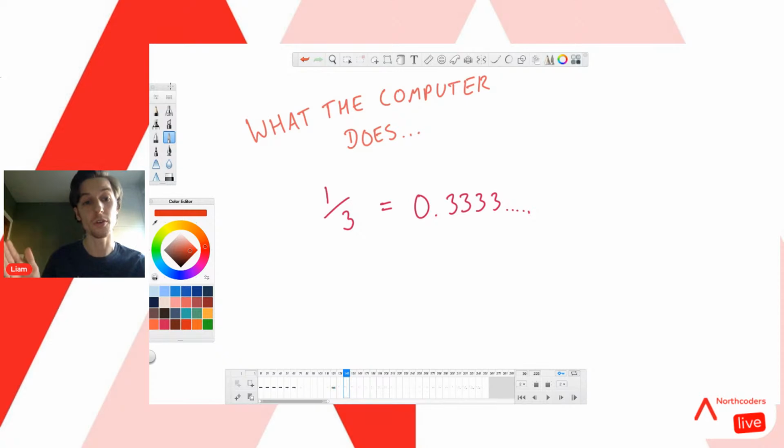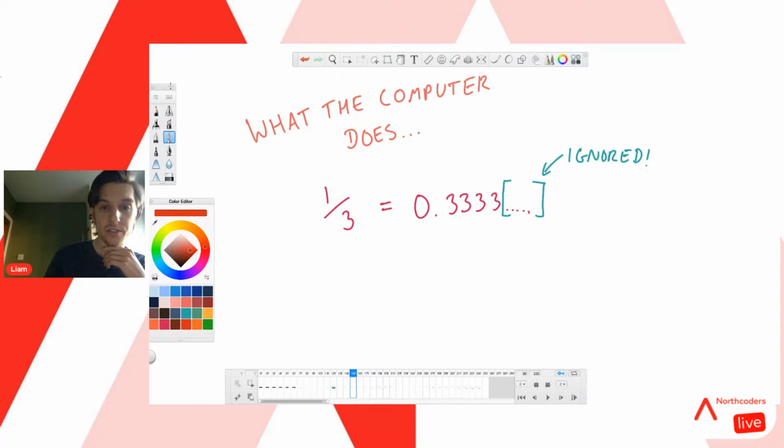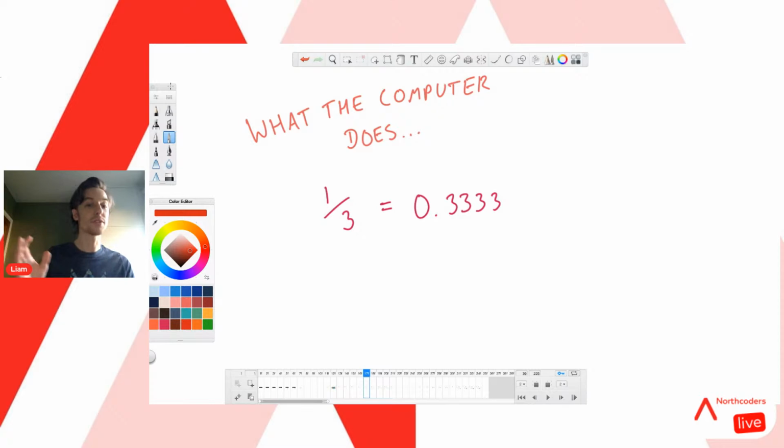The stopping point is arbitrary. In our example, we're going to say it's after 4 decimal places. So everything after those 4 is ignored, we lose it completely. And the computer settles on this compromise of 1/3 just being 0.3333, done. Which is okay, it's actually not that far off being right, but problems quickly arise when we try adding these sorts of numbers together.